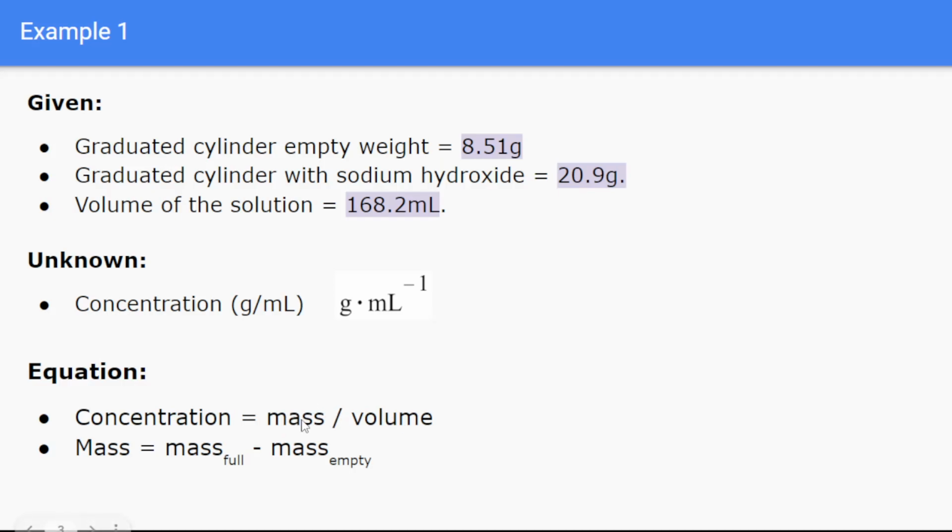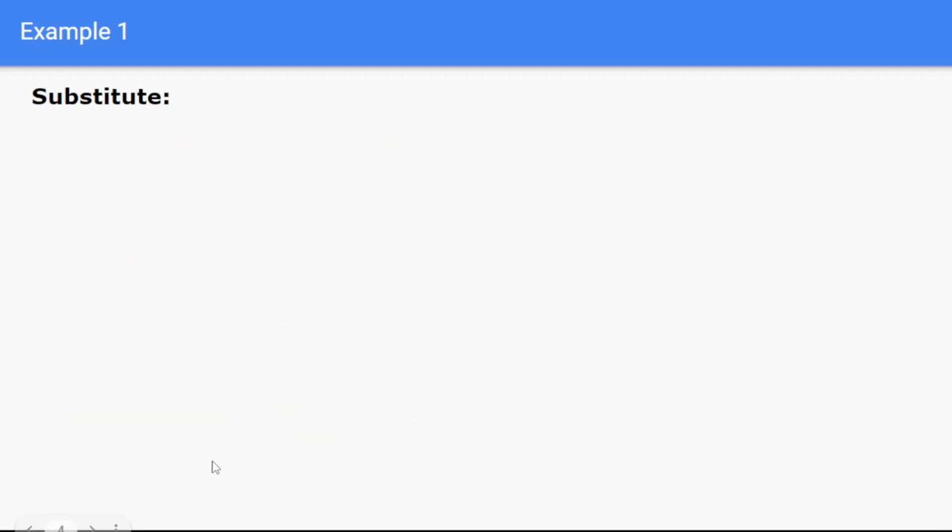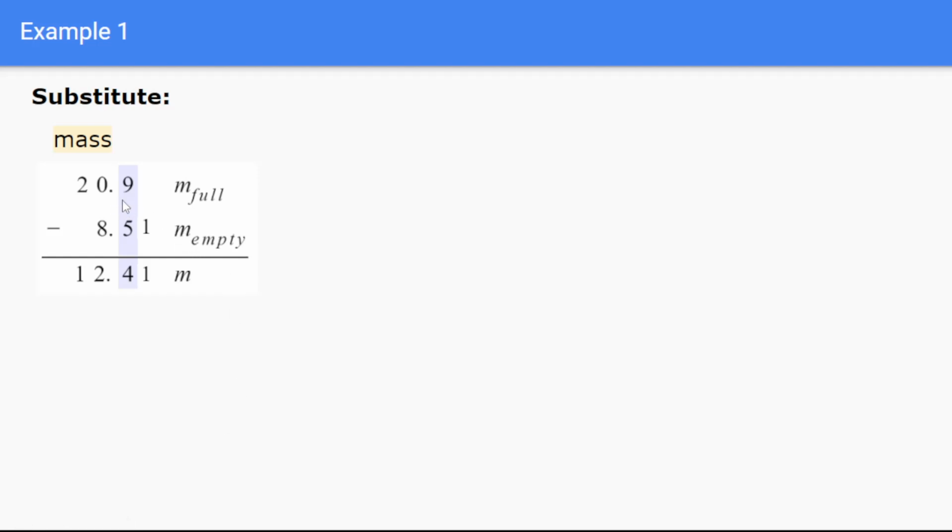And then to calculate the mass, we need to subtract the mass of the empty test tube from the mass of the full test tube. So we had 20.9 grams in the test tube minus 8.51 grams of the empty test tube. And that gives us 12.41 grams. Now, if we use our sig fig rules, we would round to the tenths place, 12.4.